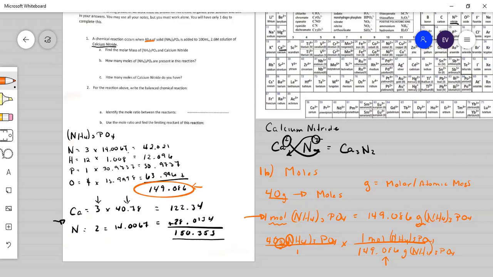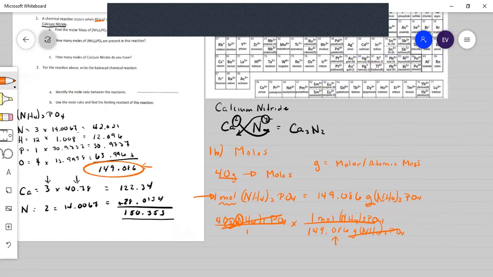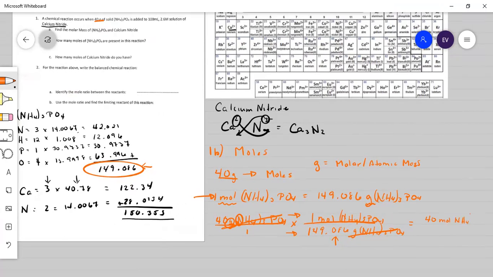Okay, when you do that, the grams of ammonium phosphate will cancel out. Okay. So then what do I do next? I multiply everything straight across the top, everything straight across the bottom. 40 times 1 mole gives me 40 moles of ammonium phosphate. And then I'm going to divide that by 1 times 149.086. That just gives me 149.086.